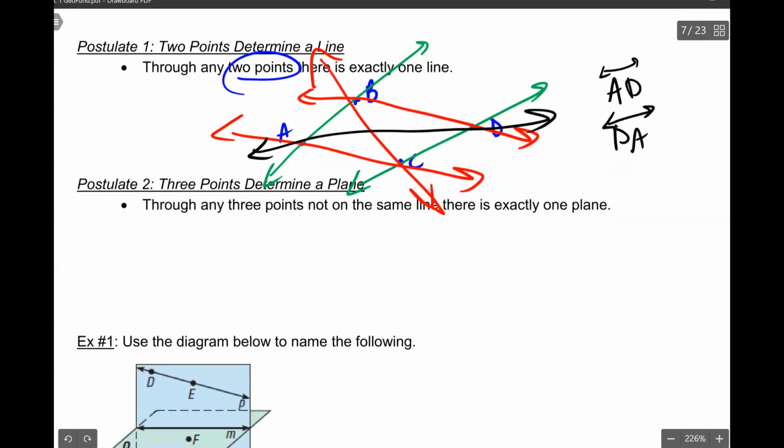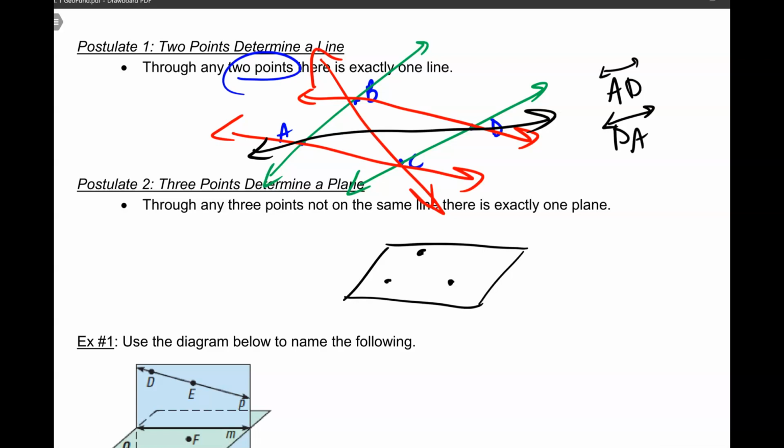Postulate 2, 3 points determine a plane. Through any 3 points not on the same line, there's exactly one plane. So as long as they're not on the same line, all it takes is 3 points and then you'll have a plane.